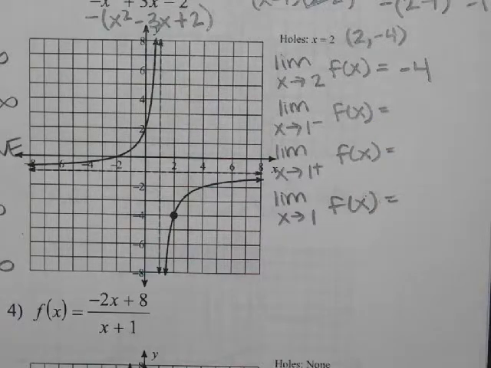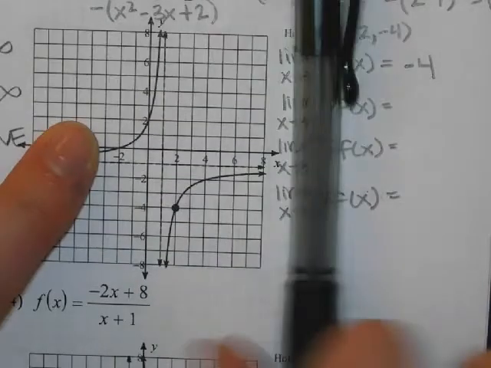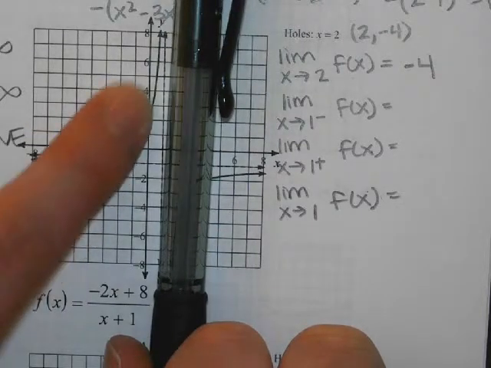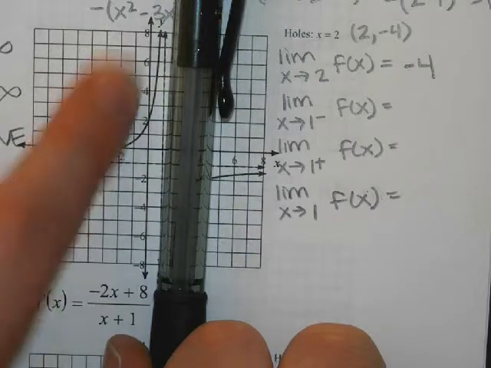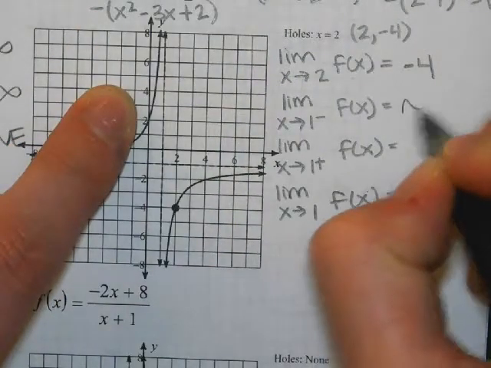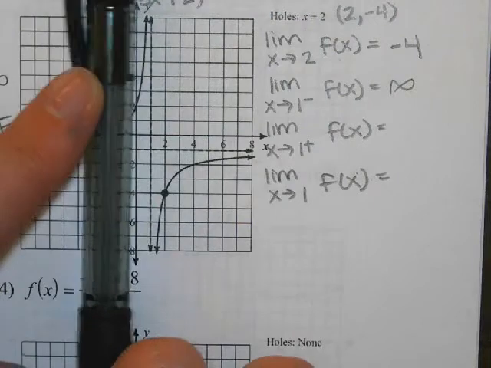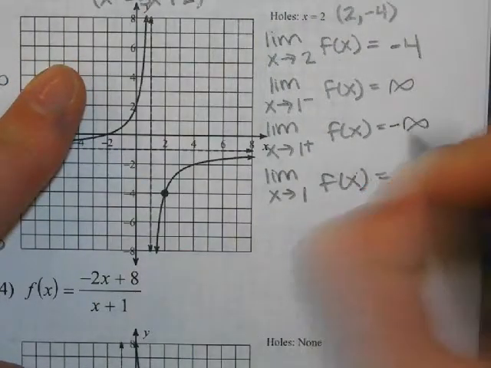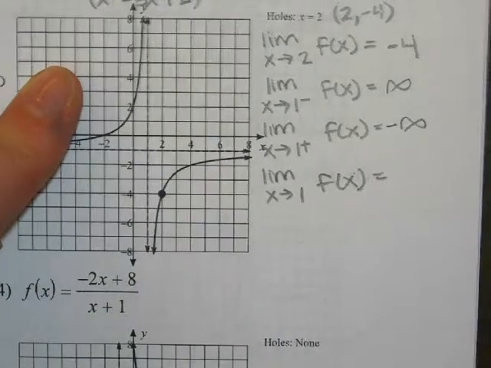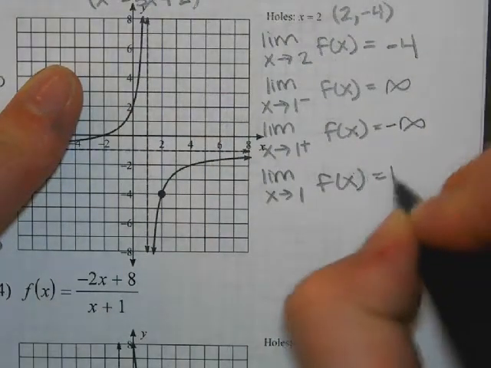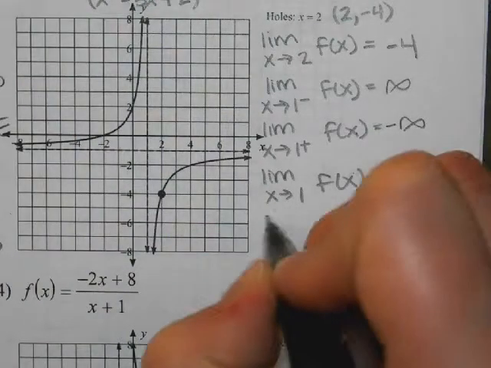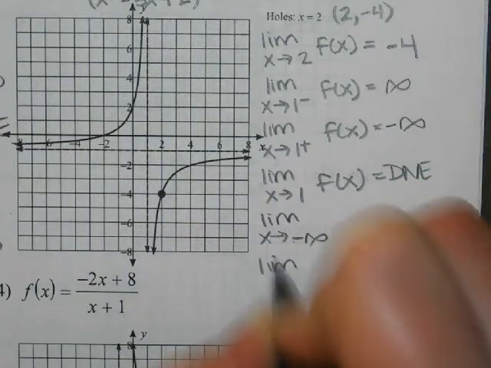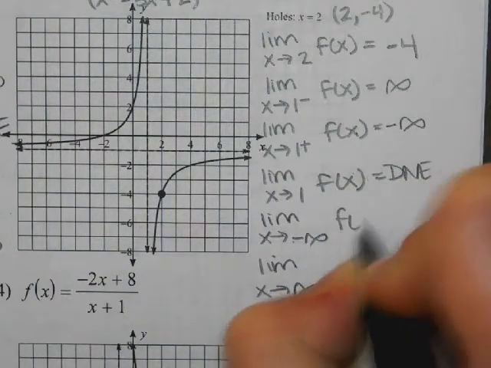Okay? All right. So if we look at that vertical asymptote and we look on the left side, what do we see? It goes up, right? It goes up towards the asymptote, so we're going to say positive infinity. On the right side of the asymptote, it goes down. And so what is our overall conclusion? Does not exist. Okay? And then we have to look at the end behavior. So look at the left side and look at the right side.